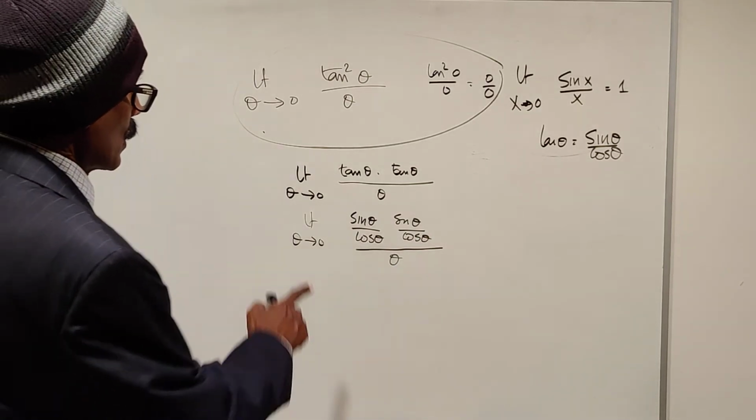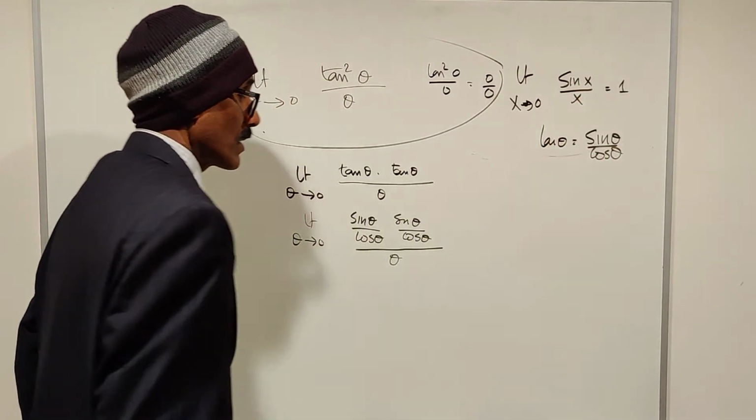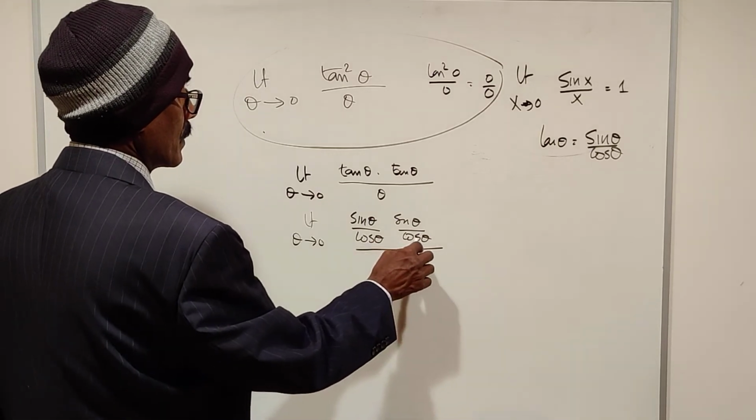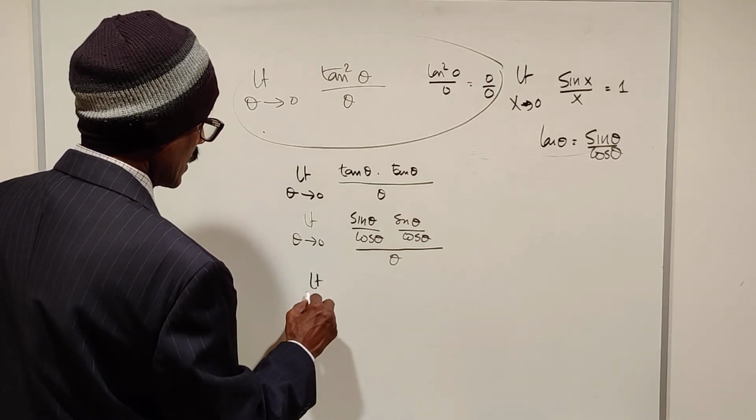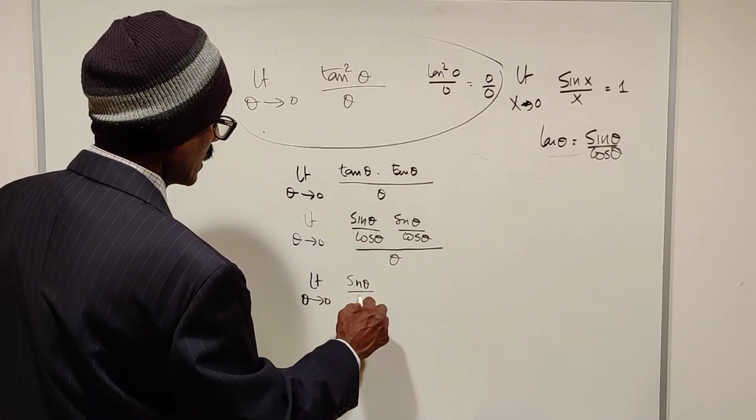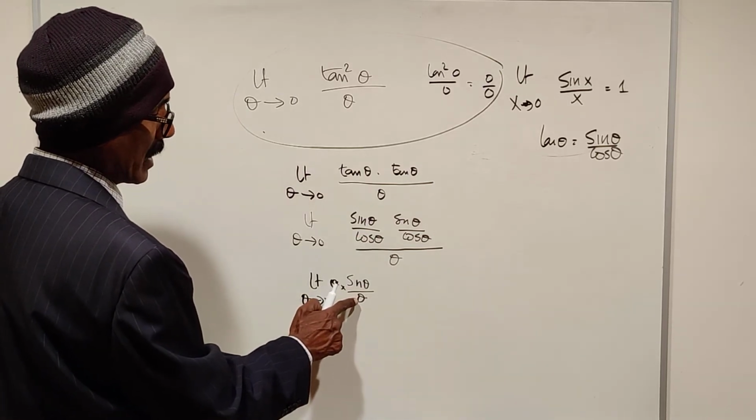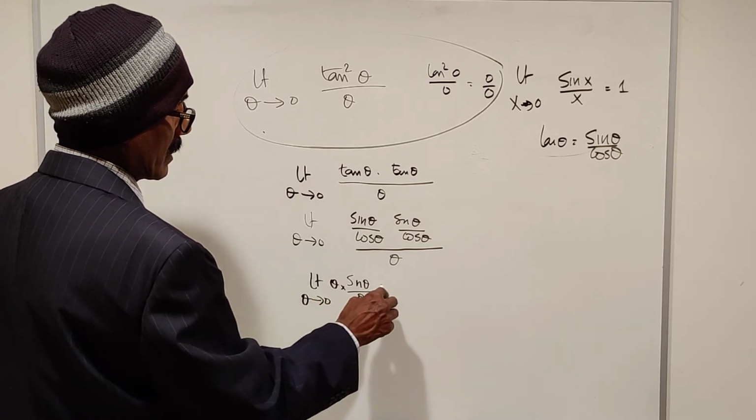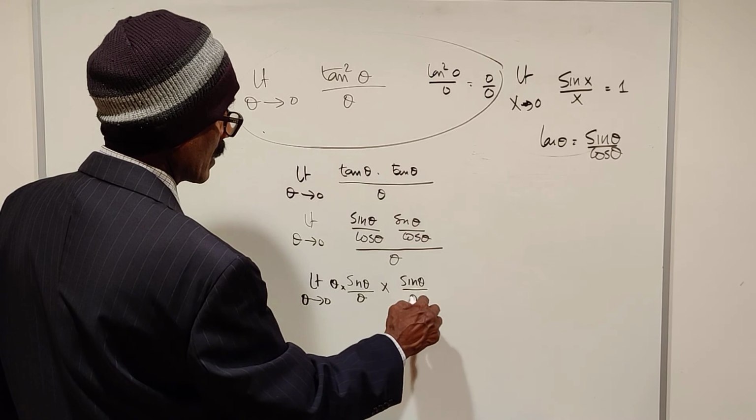See, we know only this formula: sin x by x is 1. So sin theta by theta is 1. Right? Let us write like this. Limit theta tends to 0, sin theta by theta times theta. There is no theta here, so just divide by theta and at the same time multiply with theta. Times, here also, sin theta by theta times theta.